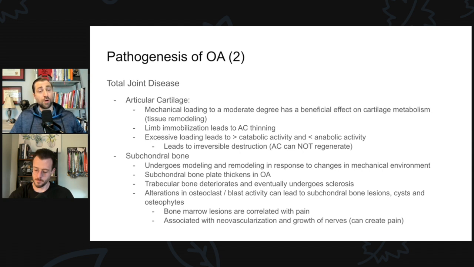So articular cartilage is probably the biggest and most commonly cited area that osteoarthritis affects. Essentially, we talked about this. Mechanical loading to a moderate degree has a beneficial effect on cartilage metabolism. One of the things I'm going to try to speak towards is that over the course of your life, you have cartilage metabolism, which essentially means that some cartilage is going to break down and then build up over the course of time, right? And over the course of our life, this actually goes down, goes down, goes down.